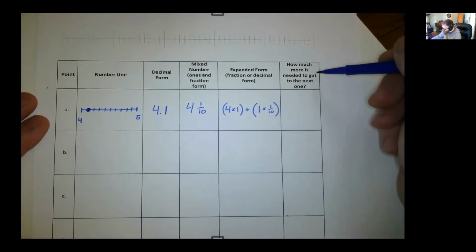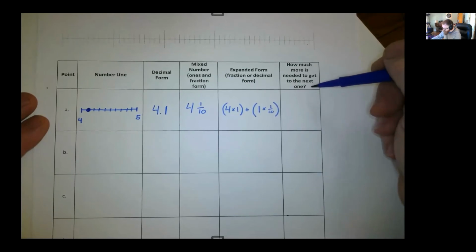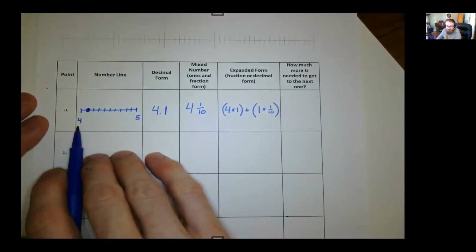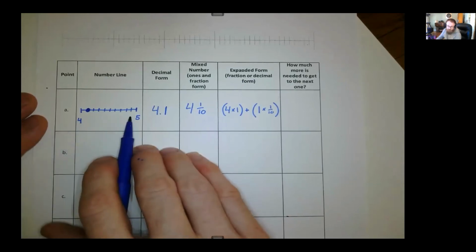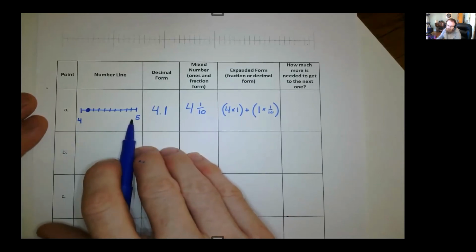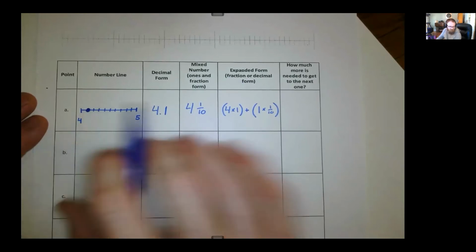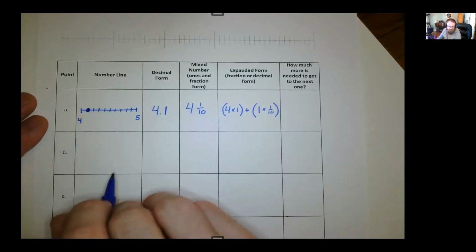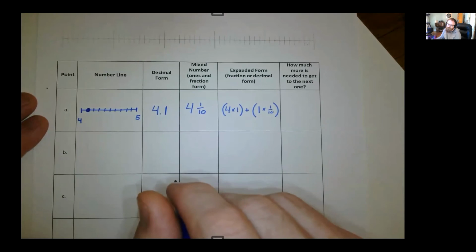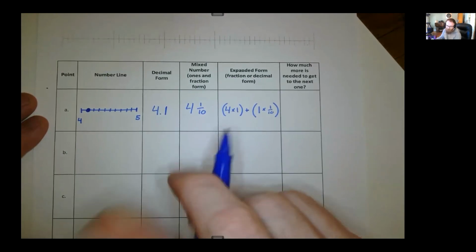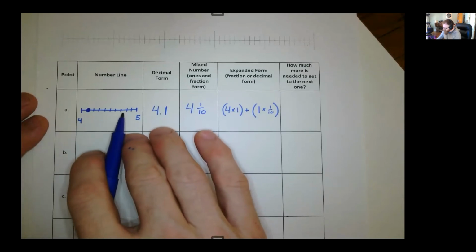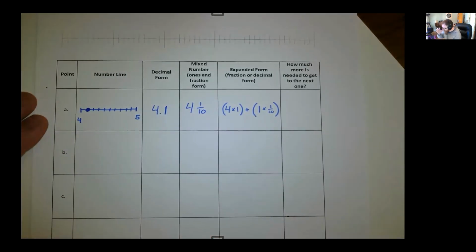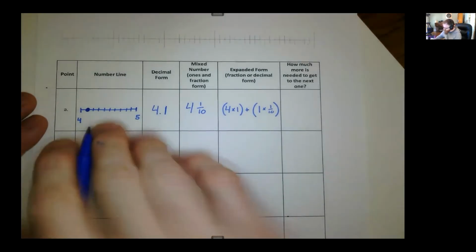How much more is needed to get to the next one? 4 is a whole number. We're at 4 and 1/10. The next whole number is 5. How far away is 4 and 1/10 from 5? That's right. It's 9/10 away. If you count on your number line, you will count 9/10 to get from 4 and 1/10 to 5.